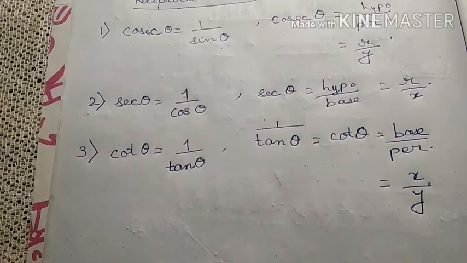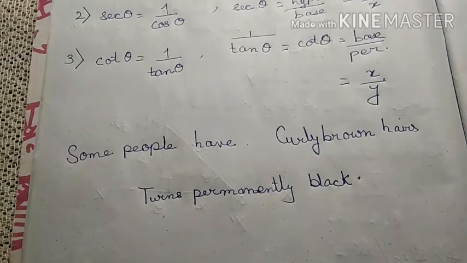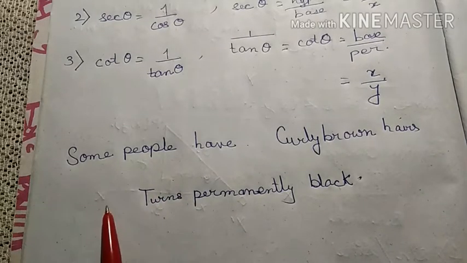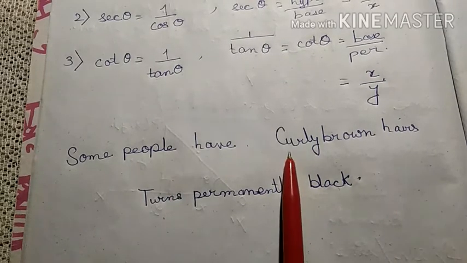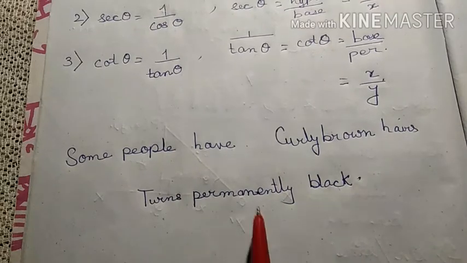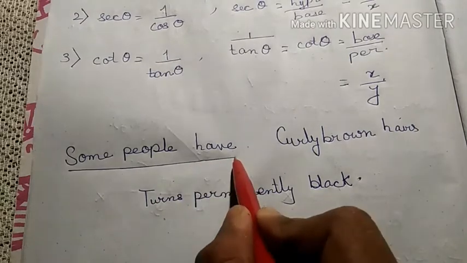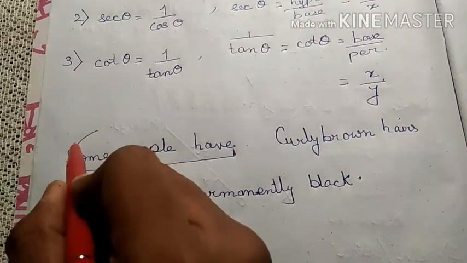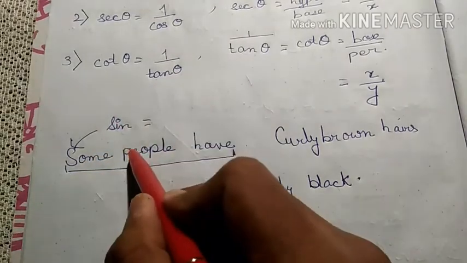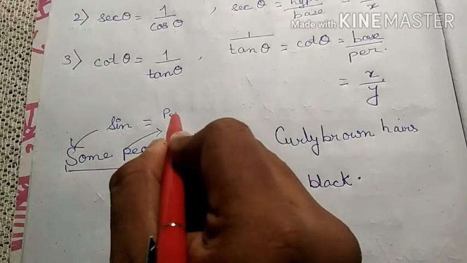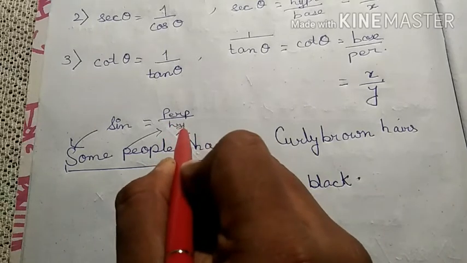There is a very interesting way to remember these formulas. Now a very interesting statement to remember the formulas. Okay, some people have curly brown hairs, turns permanently black. So some people have, let us take the first half of the statement. Some, it stands for sine, that would be equal to people, that is perpendicular, then have, that is hypotenuse.